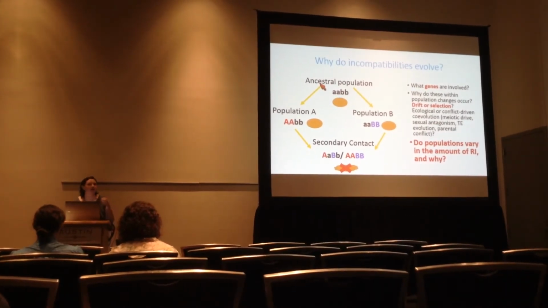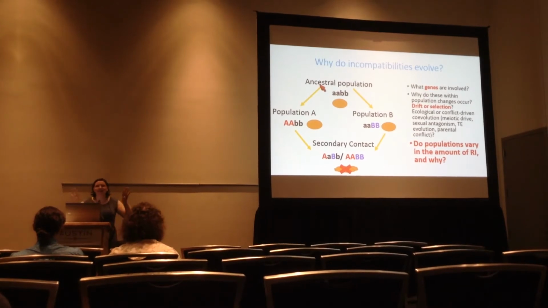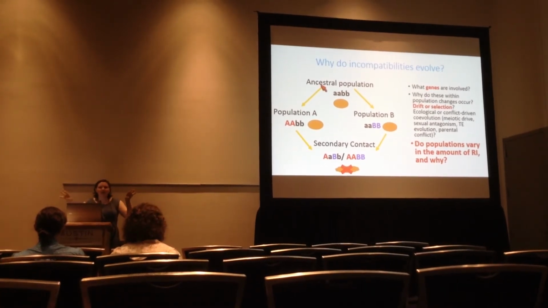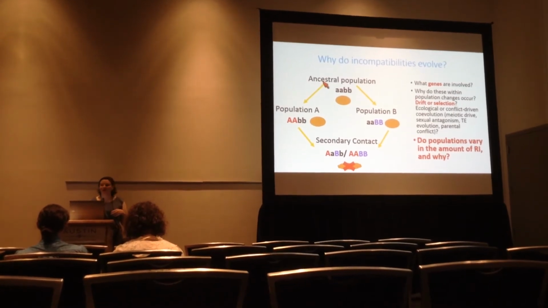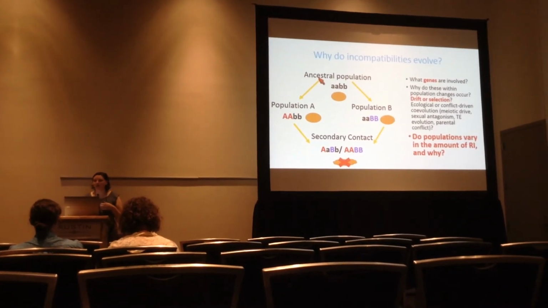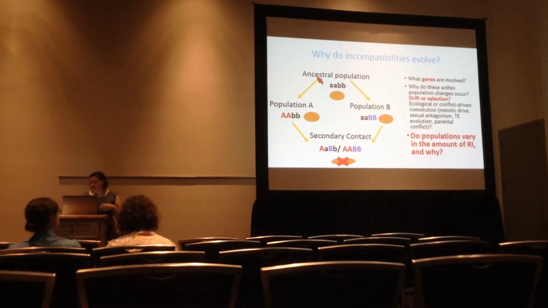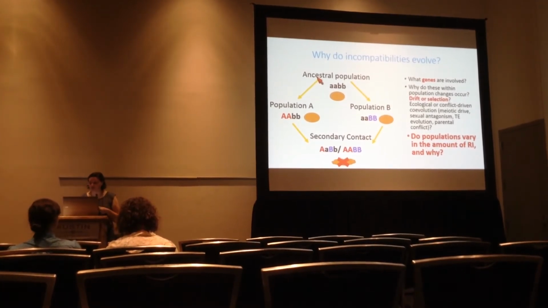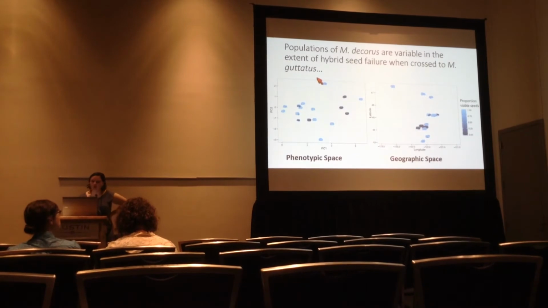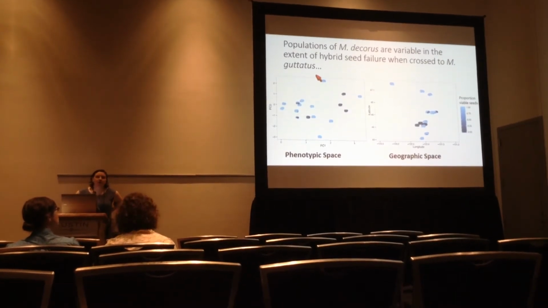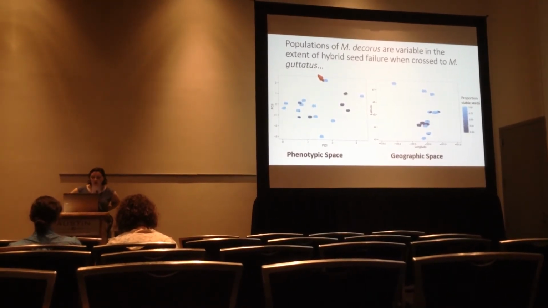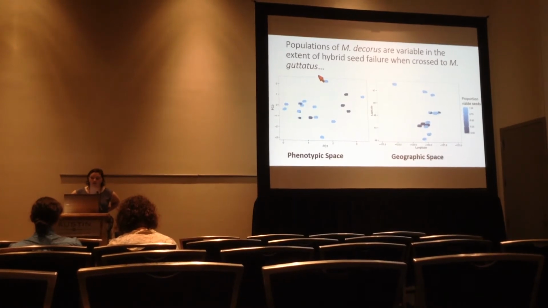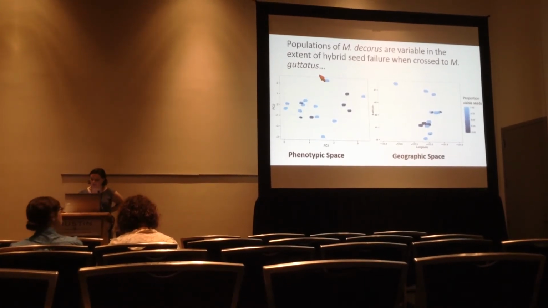But I think as speciation biologists, we tend to think of species as these homogeneous things, and yet as population biologists, we know that populations are super variable. And we've seen some great talks so far about variation in reproductive isolation, and I'm going to join the ranks on that one. So what I did was I took 20 populations of Mimulus decorus from throughout the range, and I crossed them reciprocally to 4 different populations of Cutatus. And here I'm just showing you the results of those crosses across both phenotypic space and geographic space.